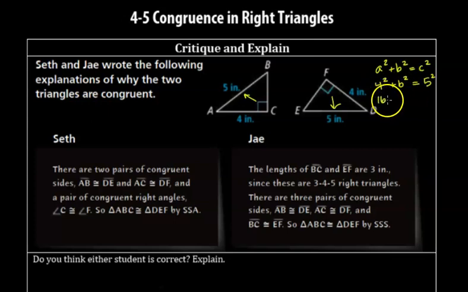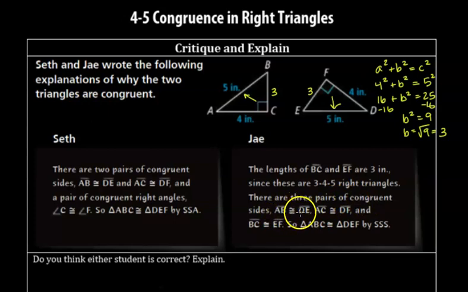So if we solve this, we'll have 16 plus b squared equals 25. And then when I subtract 16 from both sides, b squared equals 9. So b is the square root of 9, which is 3. And that's where he comes up with saying that this side would be 3 inches and this side would be 3. And then we would have 3 pairs of congruent sides.